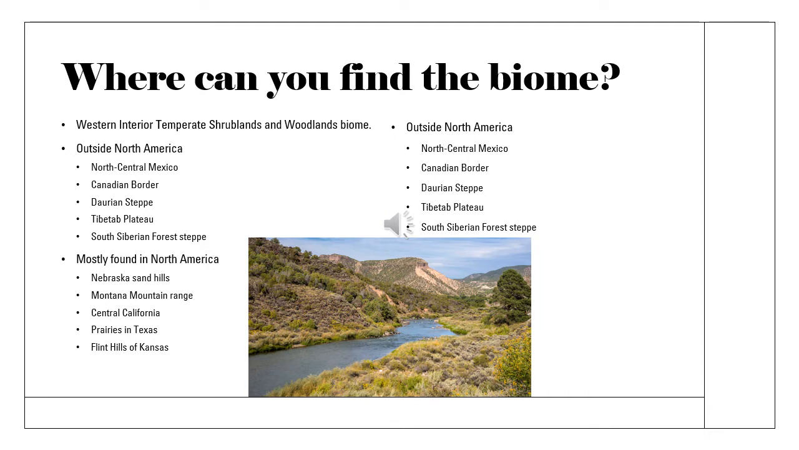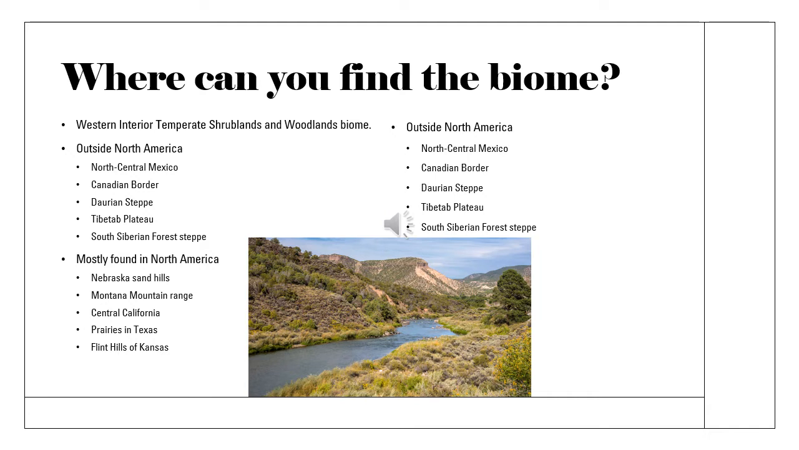The biome found on Kamiak Butte is called the Western Interior Temperate Shrublands and Woodlands biome. It is actually very rare and is not found in many places, but there are a few. North America is home to one of the biggest amounts of this biome. Some of these areas are the Nebraska Sandhills, the foothills of the Montana Mountain Range, Central California, the prairies in Texas, and the Flint Hills of Kansas.